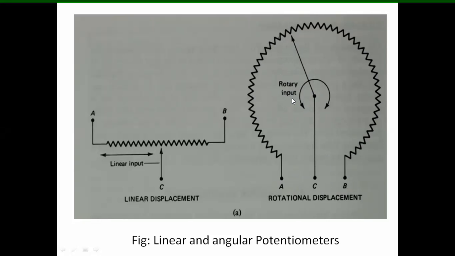Suppose we want to measure the angular displacement of any rotating object. The rotating object's shaft is connected to this pointer. When the rotating object rotates, this pointer will also change its angular position, and we will take the output between C and B.